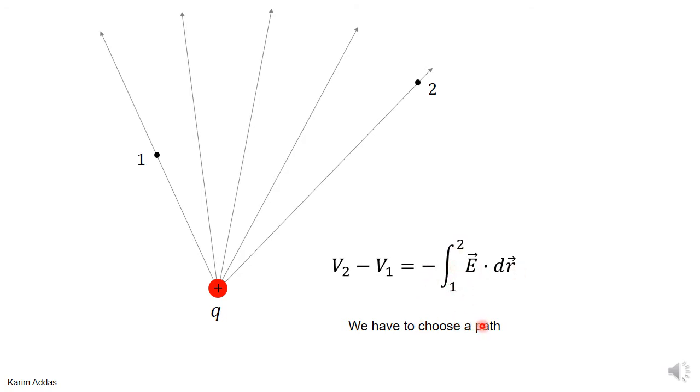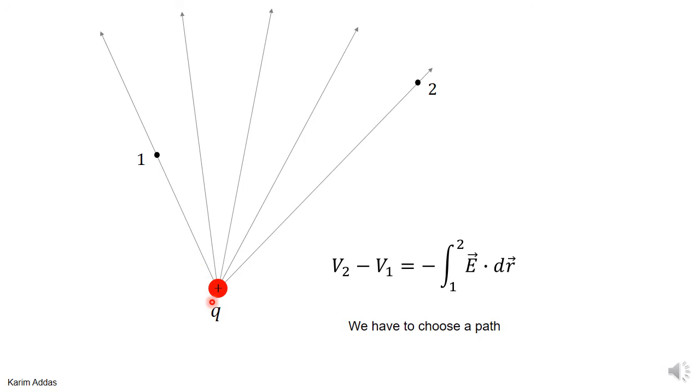You need to choose a path. You need to make a path going from 1 to 2, and you need to evaluate this integral, and that will give you the difference in potential between 2 points. These 2 points could be any 2 arbitrary points in 3 dimensions. They don't have to be in a plane or anything. They could be any 2 points.